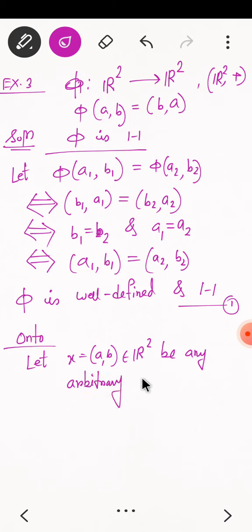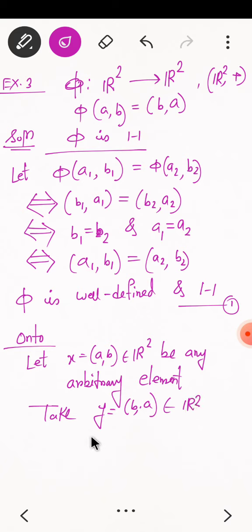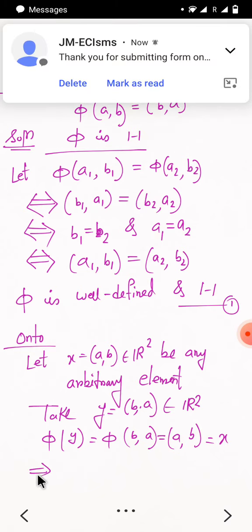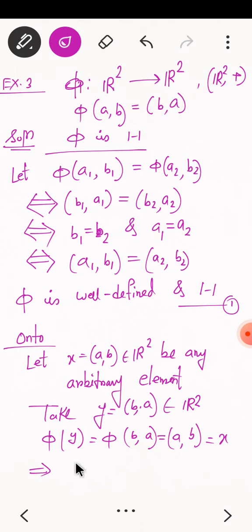Let b be any arbitrary element of R2. Take y equal to ba. This is also an element of R2 such that phi of y equals phi of (b, a), which is equal to (a, b), equal to x. So this implies that phi is onto.